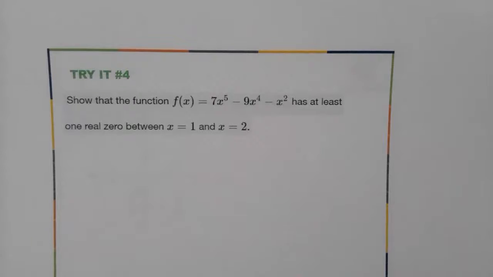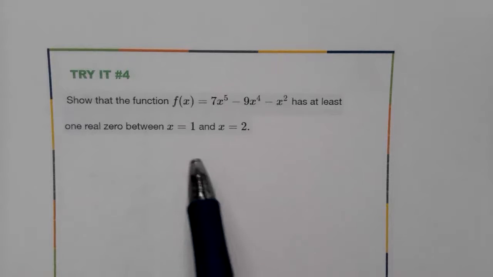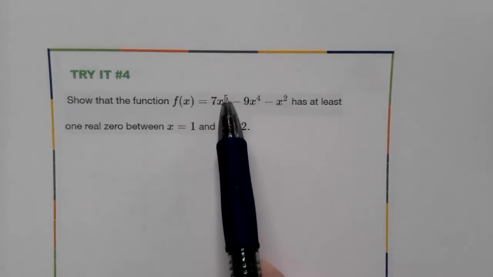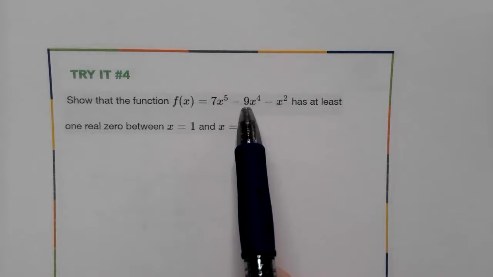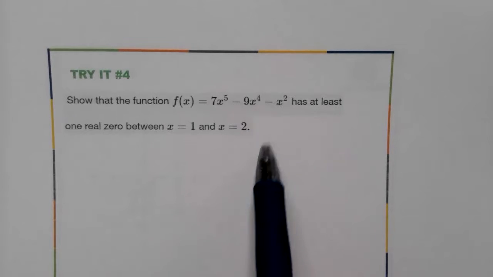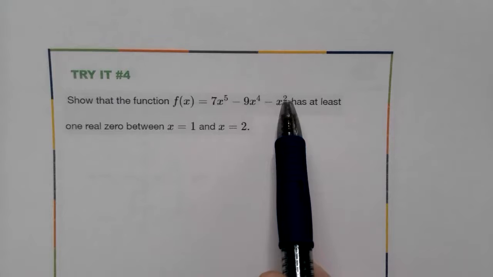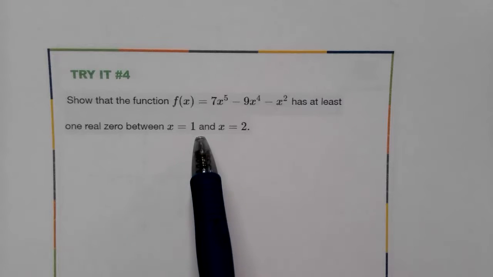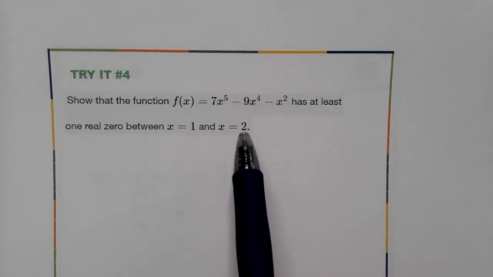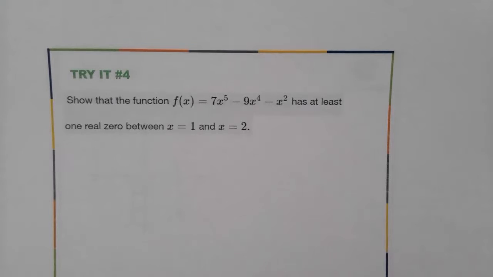Now you can try it by yourself and try to prove that the following function has at least one real 0 between x equals 1 and x equals 2. And the function is 7x to the 5th power minus 9x to the 4th power minus x squared. And again, the x values are 1 and 2. So go ahead and pause here.